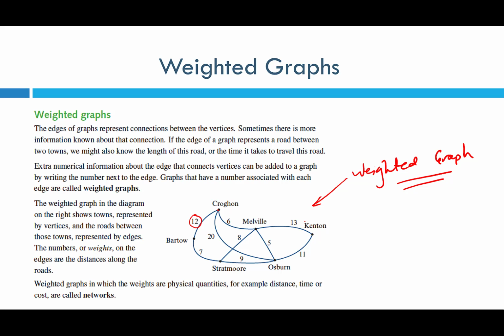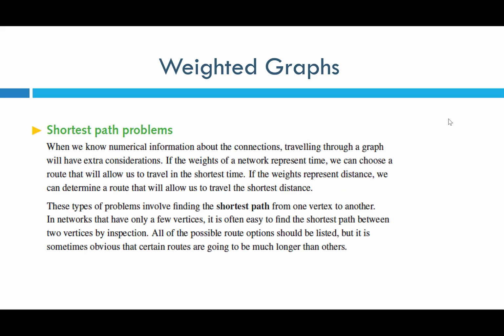So weighted graphs in which these weights have physical quantities, such as distance, time, or costs, are also called networks. Shortest path problems. So when we know numerical information about the connections traveling through a graph, you have extra considerations. Now, if the weights of the network represent time, you can choose a route that will allow us to travel in the shortest time. But how do you find that shortest time? How do you find that shortest distance if you want to? So that's called the shortest path, from one vertex to another.